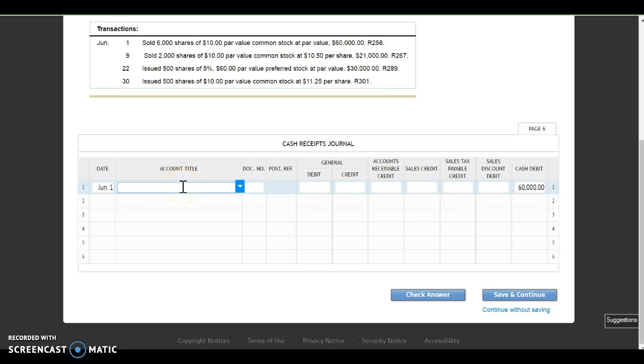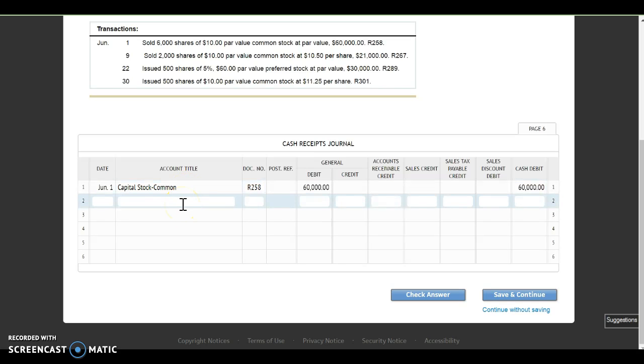And then I need to figure out what I'm going to credit. I'm going to credit my capital stock common. Remember, we have to list what type of stock it is. So capital stock common. We are using receipt 258, and we're going to credit then for 60,000.